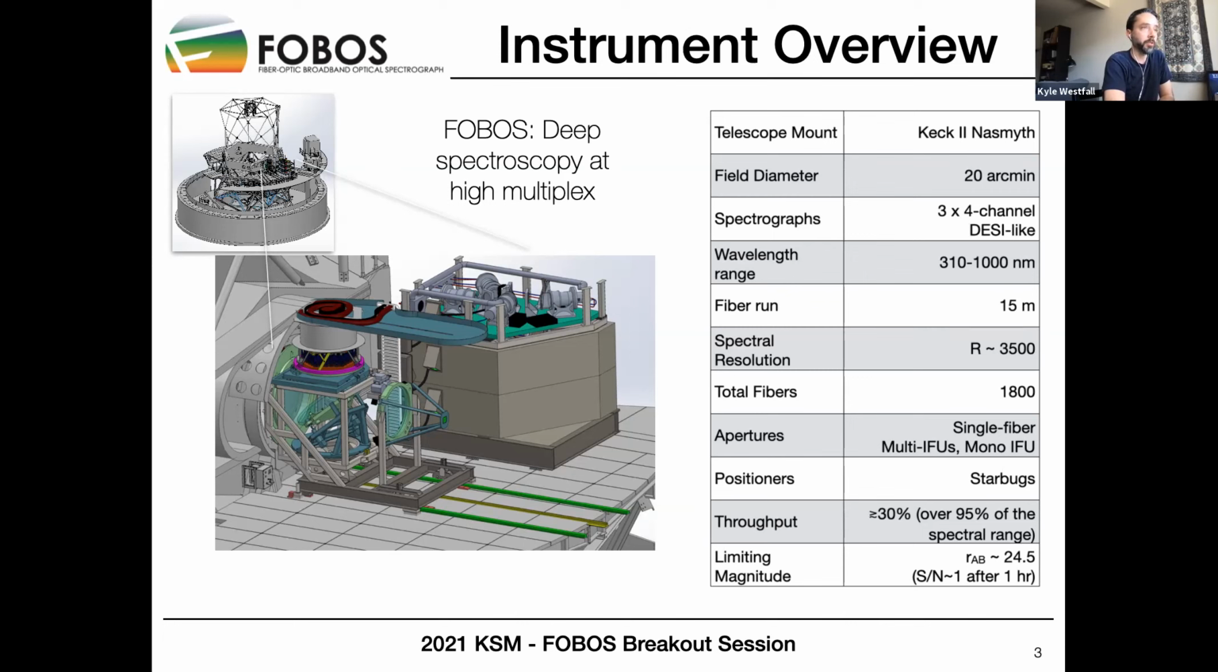The throughput aim is to be above 30%. That's everything except for the atmosphere, over the vast majority of the spectral range. The depth that we quote is about 24.5 AB magnitude in R band for signal to noise 1 after 1 hour.